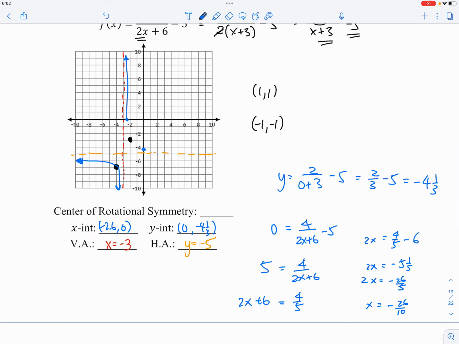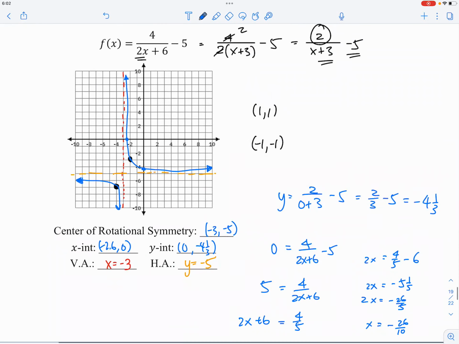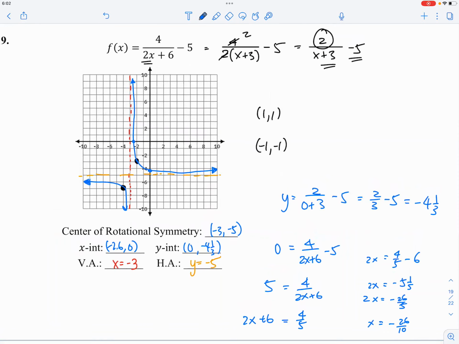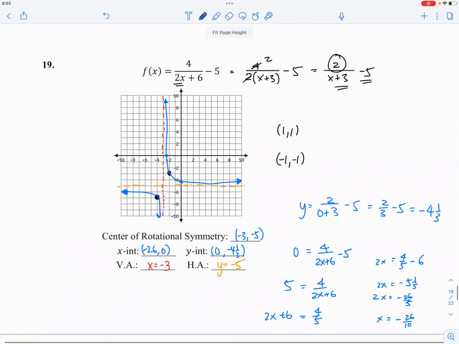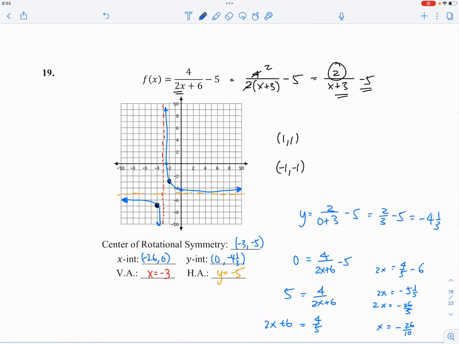So therefore, we have this. This would be our graph. The center of rotational symmetry would be where the asymptotes are intersecting. So it would be (-3, -5), okay? So that's the graph for this reciprocal function. You might want to watch the previous videos on what these asymptotes mean, and that would help a lot, okay?